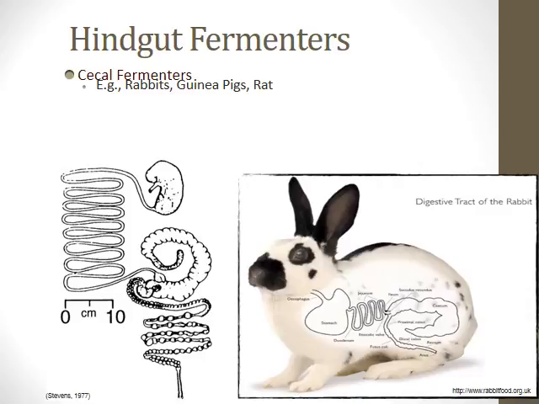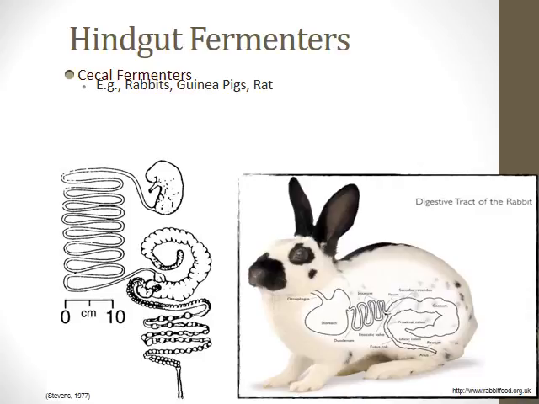So, cecal fermenters. The rabbit is a typical example of a cecal fermenter. And as you can see in this particular diagram on the left-hand side, they have the simple stomach with a long small intestine. And then at the end of the small intestine, there's a cecum. It's called the blind pouch or the blind pocket. There's one way in and one way out. It's the same hole. So it's, in essence, a pouch.